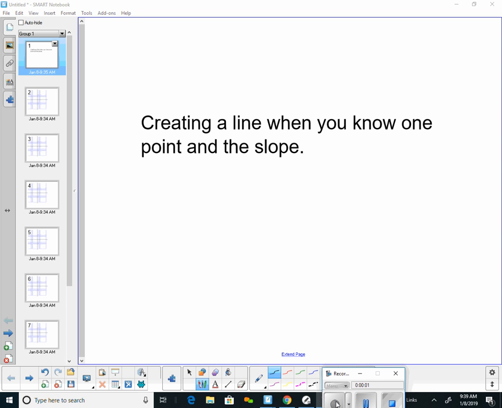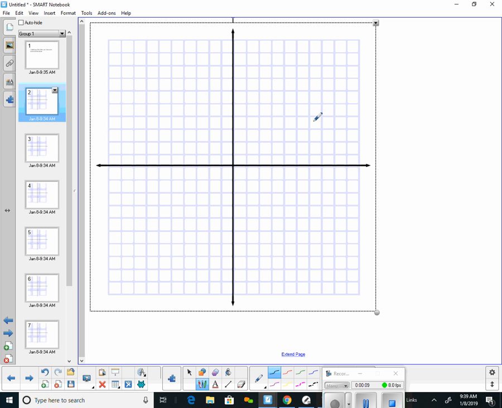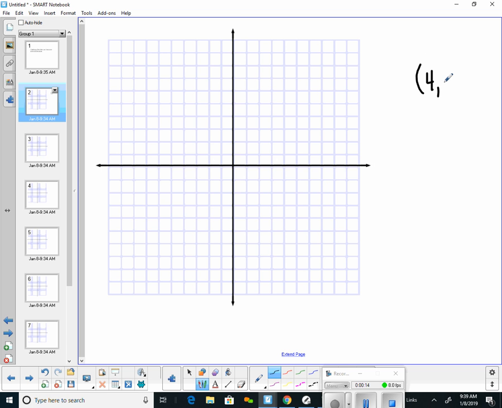All right, today what we're going to talk about is how to create a line when you know one point and the slope. Okay, so here's our graph. Now, if the information that we have is a point of (4, -3) and the slope is -1, the first thing I want you to do is make this slope a fraction if it's not already. We can make any number a fraction by putting it over 1 because it doesn't change the value.